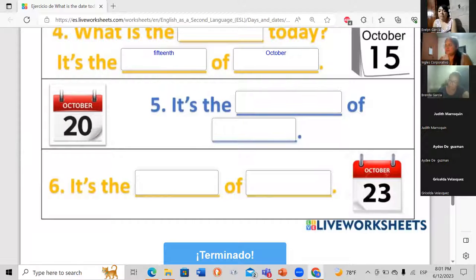let me see. Isabel, no, Isabel está de oyente. Manuel, number 5. Thank you. It is. How do you spell it? Spell it for me, please. 20th of October. October. Okay. Selena, number 6.